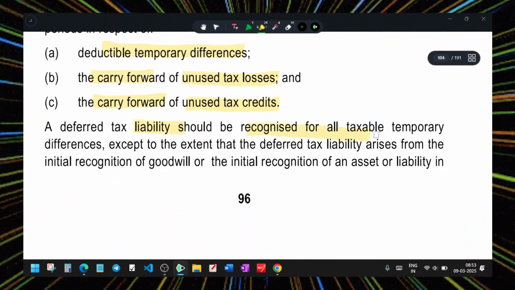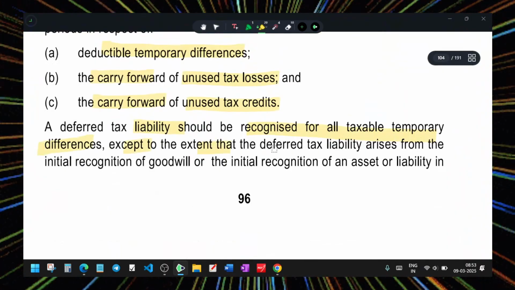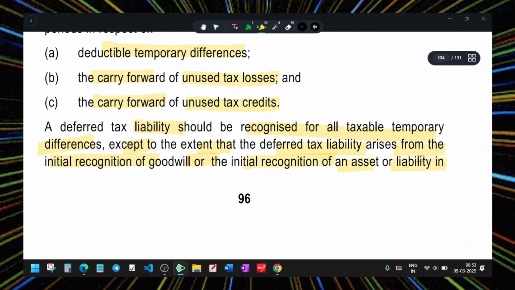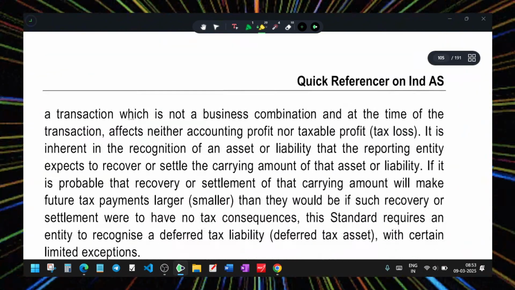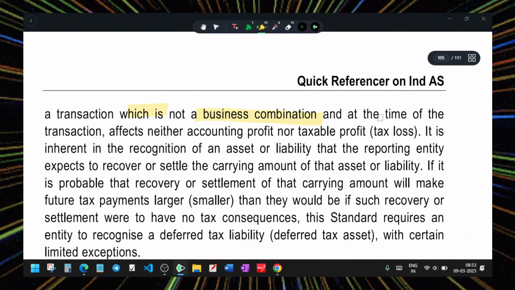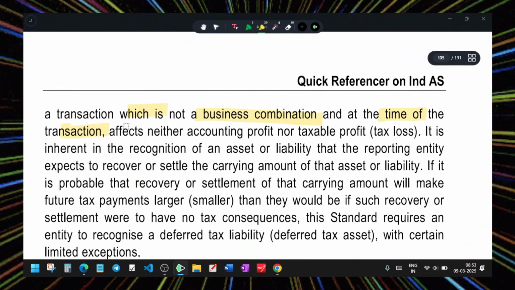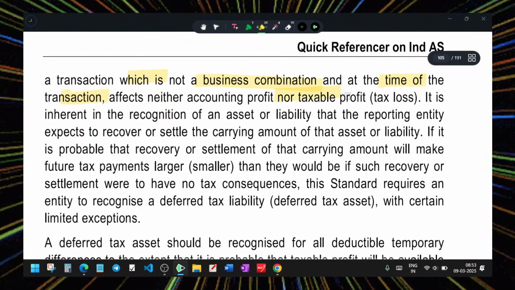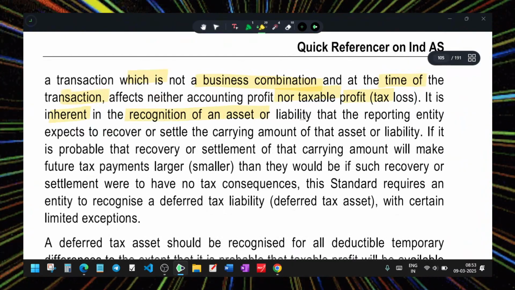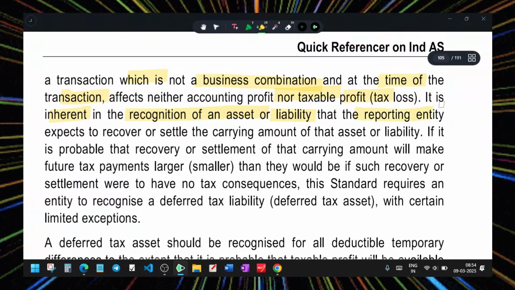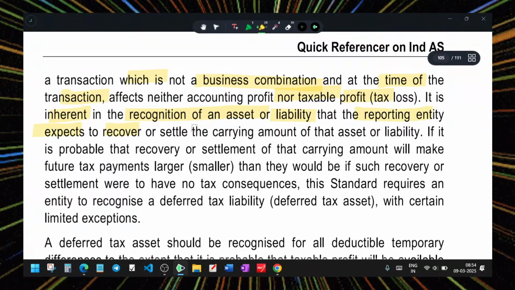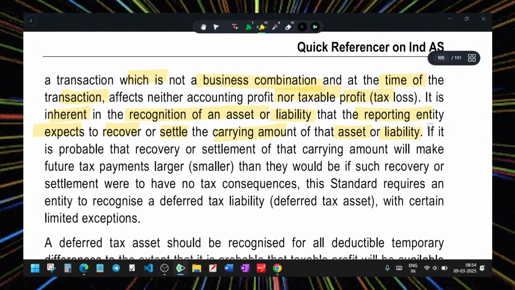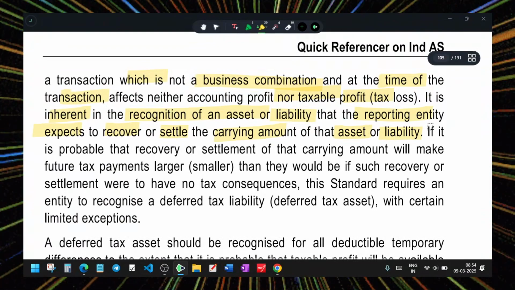Deferred tax liability should be recognized for all taxable temporary differences, except to the extent that the deferred tax liability arises from the initial recognition of goodwill, or the initial recognition of an asset or liability in a transaction which is not a business combination and, at the time of the transaction, affects neither accounting profit nor taxable profit. The reporting entity expects to recover the carrying amount of the asset or settle the carrying amount of the liability. What? Tax to be paid or tax to be recovered.